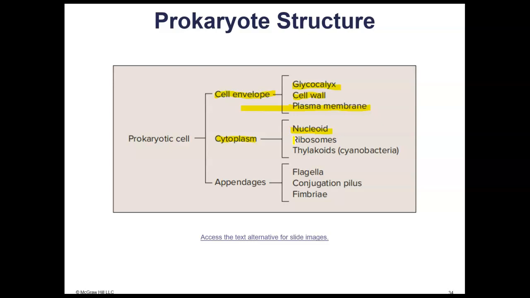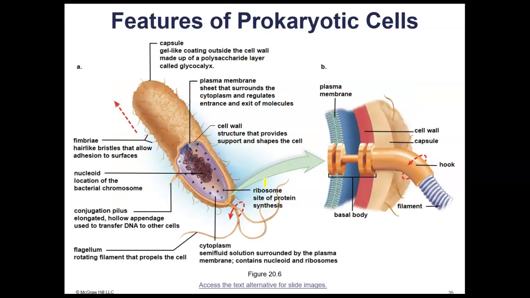It's just a ring of DNA instead of chromosomes like we have. There are ribosomes that make proteins, and in the case of cyanobacteria, which are the bacteria capable of photosynthesis, they can also have thylakoids, which we know are found inside of chloroplasts. Even though the prokaryotic cell does not contain chloroplasts, the cyanobacteria can have thylakoids, which enable it to carry out photosynthesis. And then some of them have appendages like flagella, conjugation pilus, and fimbriae. And they serve different purposes.